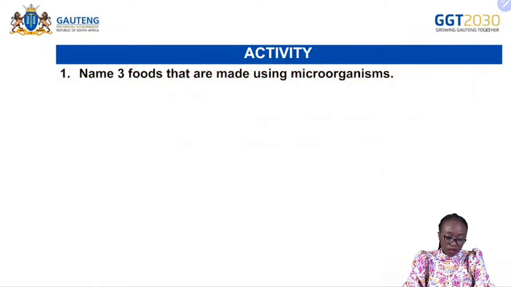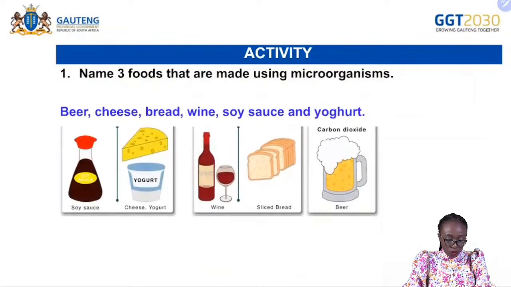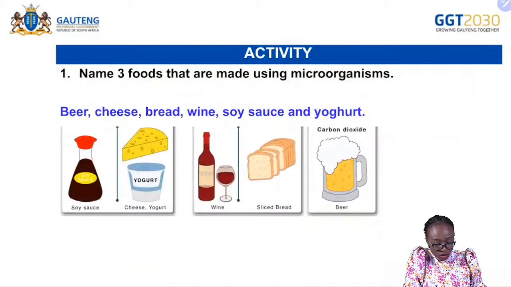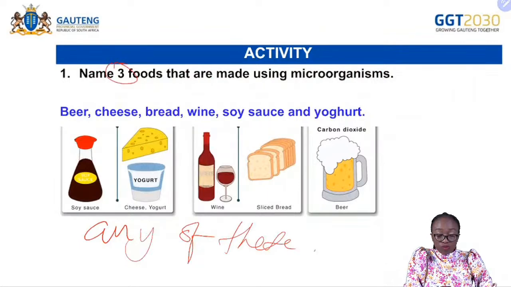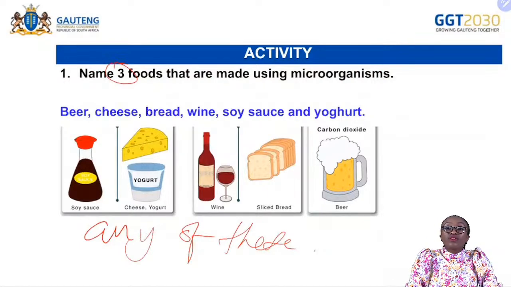So we're supposed to name 3 foods that are made using microorganisms. We've got beer, cheese, bread, wine, soy sauce, and yogurt. You can choose any of these. Just pick 3. There are many foods that are made using microorganisms. Microorganisms are very, very useful to us.